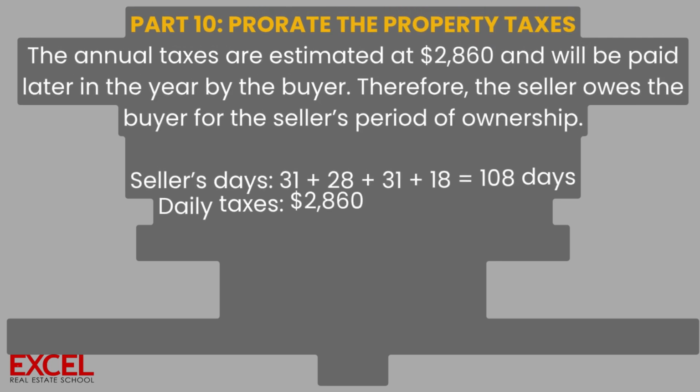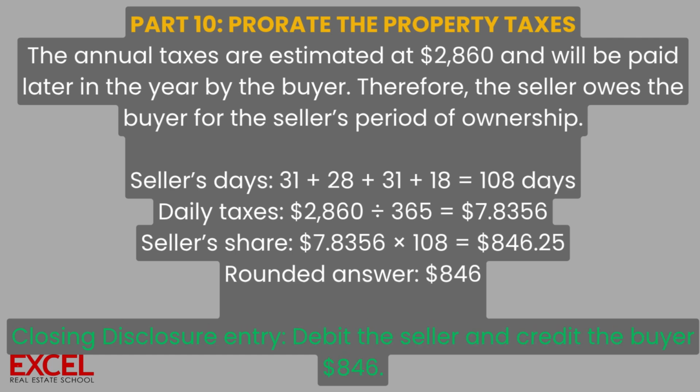Now, part 10, prorate the property tax. The annual property taxes are estimated at $2,860 and will be paid later in the year by the buyer. So therefore, the seller owes the buyer for the seller's period of which they own the property. So the seller's days, 31 plus 28 plus 31 plus 18, that's the months, remember, January, February, March, and then 18 days of April. That gives us 108 days.